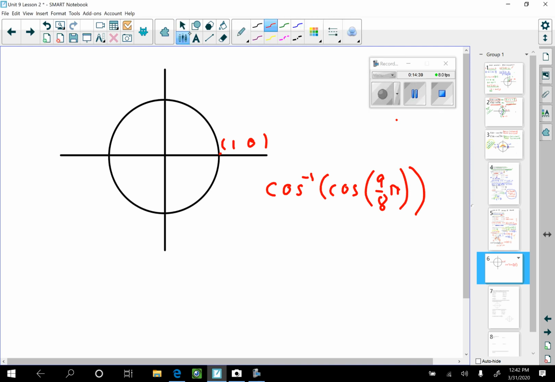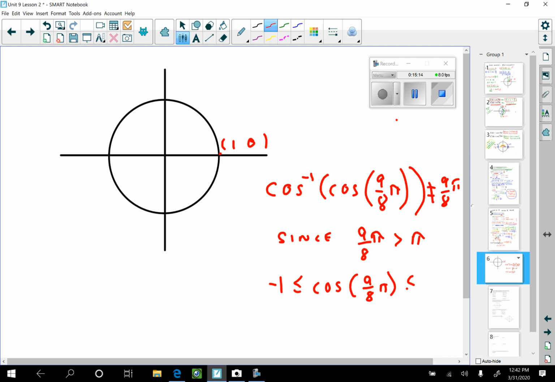Well, the first thing I need to realize is that step number 1, this does not equal 9/8 pi, since 9/8 pi is greater than pi, i.e. 9/8 pi is not between 0 and pi. What I do know is that the cosine of 9/8 pi is indeed between -1 and 1, because the cosine of anything is between -1 and 1. So what I want to do is figure out what that is.